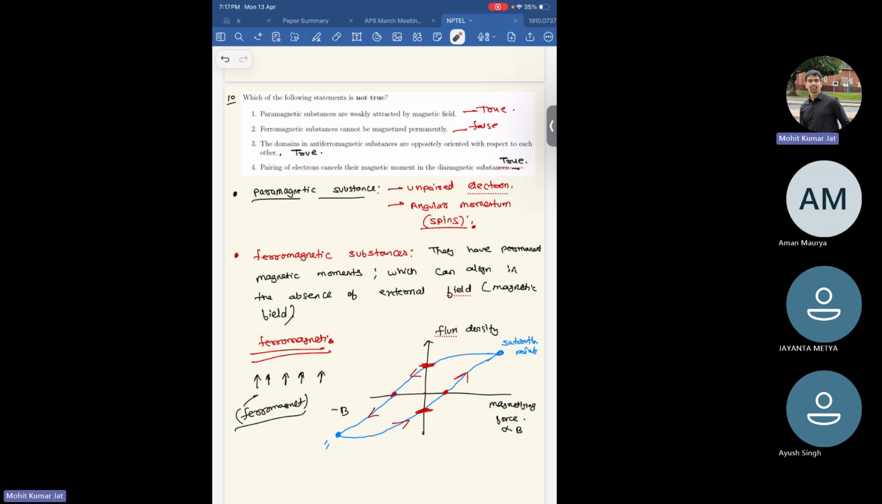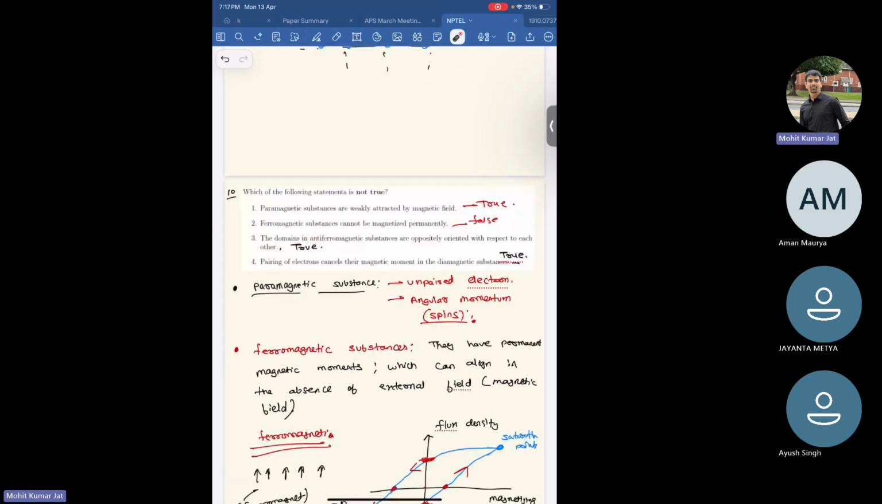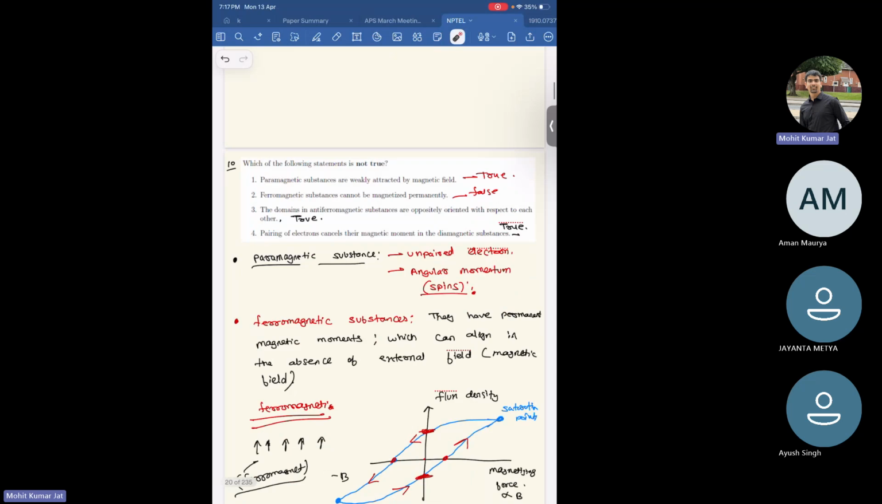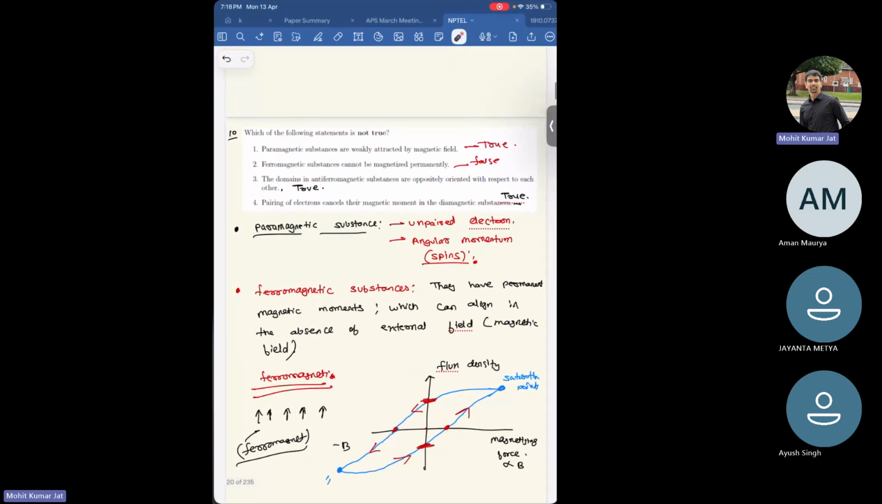The domains in antiferromagnetic substance are oppositely oriented with respect to each other. So in an antiferromagnet, if one spin is up, another will be down, then up, then down. So net magnetic moment will be 0. This is true. Pairing of electrons cancels their magnetic moment in a diamagnetic substance. This is correct, as we saw in our chemistry class also, right? If it's completely paired, we say everything is paired, we don't have an unpaired electron. No unpaired electron means it's diamagnetic. Because opposite spins cancel each other, that's where diamagnetism comes from.